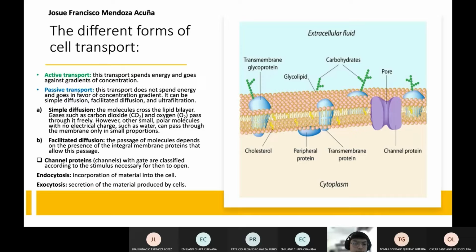Channel proteins, channels with gates, are classified according to the stimulus necessary for them to open. Endocytosis, incorporation of material into the cell. Exocytosis, secretion of the material produced by cells.